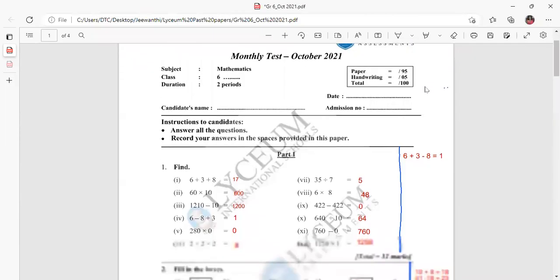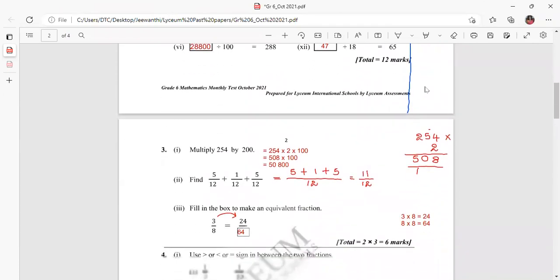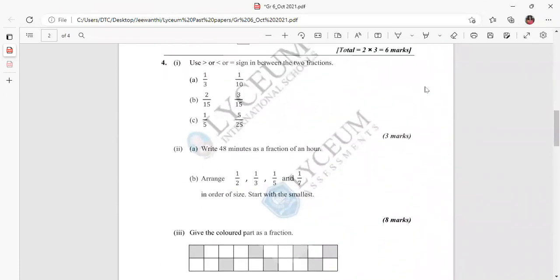Right, so this was the paper and we discussed question number 1, 2, 3, and I want to discuss with you question number 4 onwards. Here, question number 4, children, it's about the fraction comparison. You want to compare which fraction is bigger and which fraction is smaller, right?